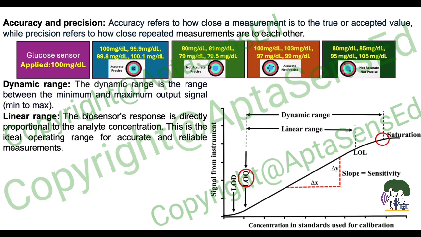Linear range. Linear range is the range in which the biosensor's response is directly proportional to the analyte concentration. This is the ideal operating range for accurate and reliable measurements. If you double the analyte concentration within this range, you should see doubling of the signal. This proportionality is vital for accurate quantification.